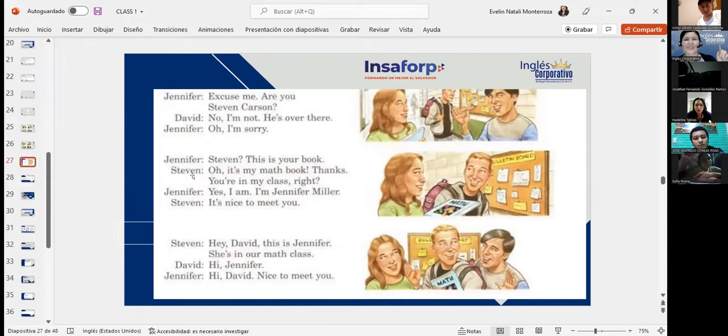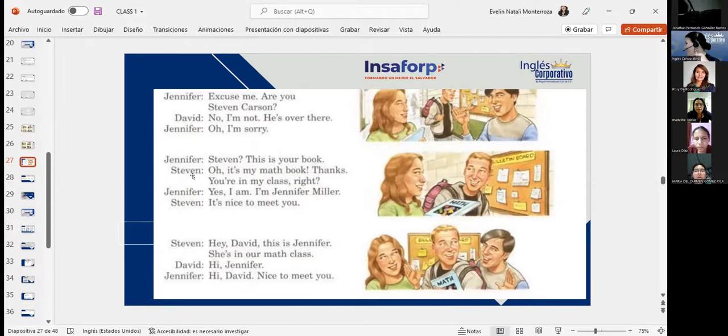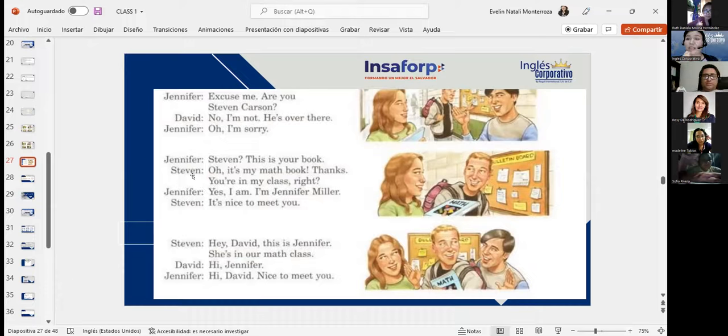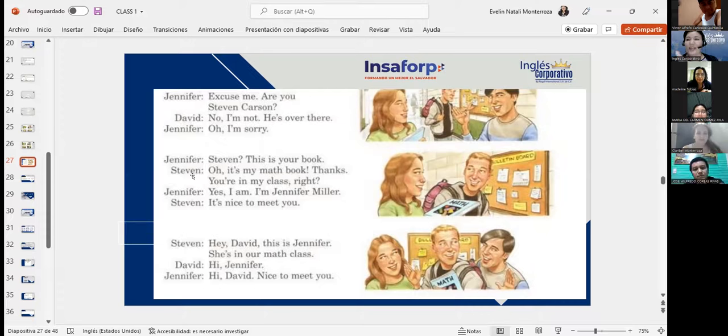"Steven, this is your book." "Oh, it's my math book. Thanks." "You're in my class, right?" You are in my class, right? Okay, yes. You have a question. Yes, no? "Yes, I am."